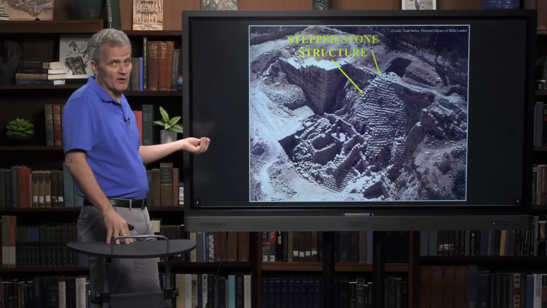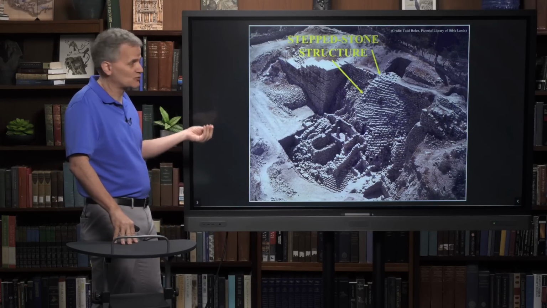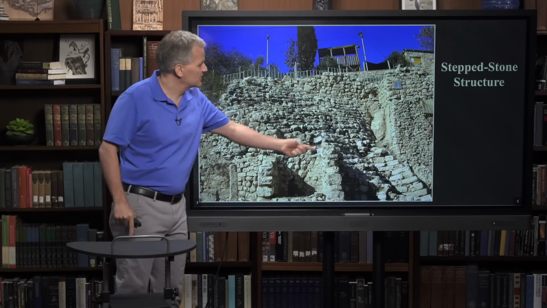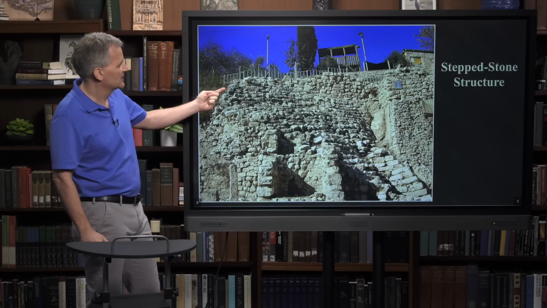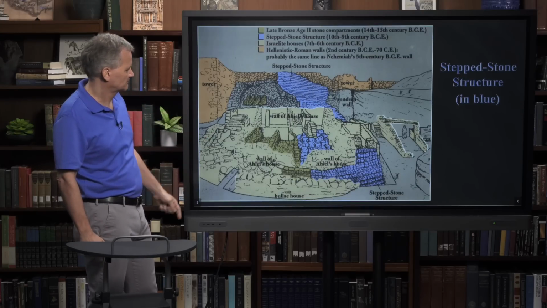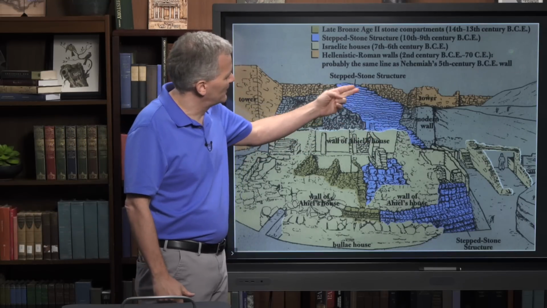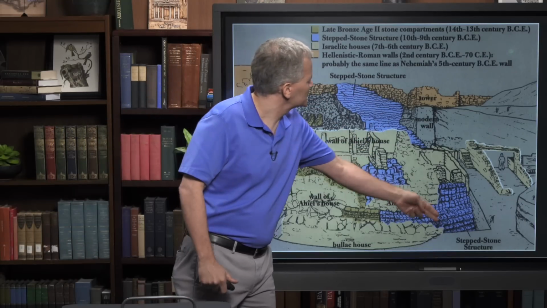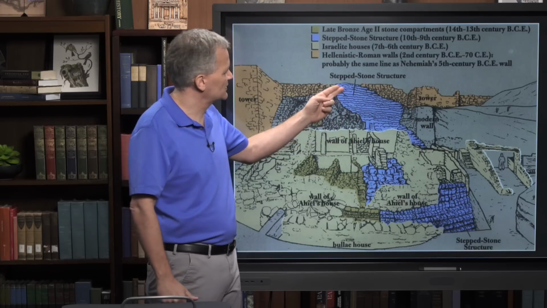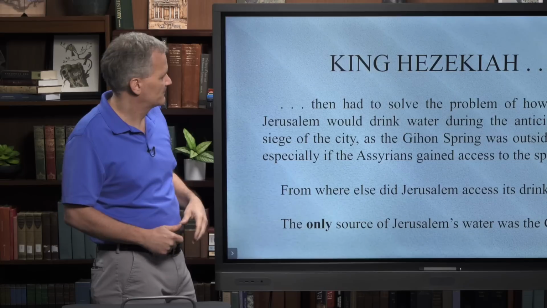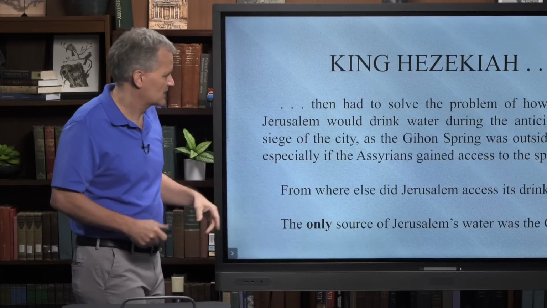And again, today we know it as the stepped stone structure. And here's a close-up for you to see. You can go there today and see part of this stepped stone structure. The original date for the area in purple here, this stepped stone structure, is the 10th to 9th century BC. So this would have been part of what Hezekiah did.